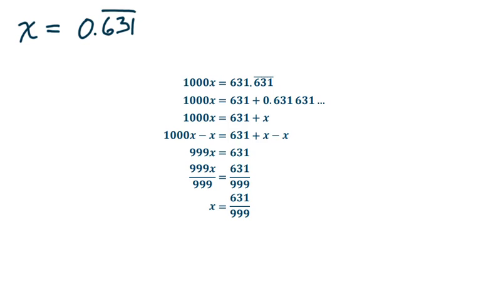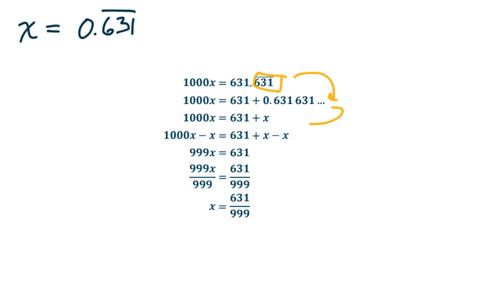And when we do that, notice that you have the 1,000 on the left-hand side, right? 1,000 times x. On the right-hand side, it gives you 631.631, and the 631 is repeating. So that's helpful because 0.631 repeating is x. We defined it as x when we began the problem.